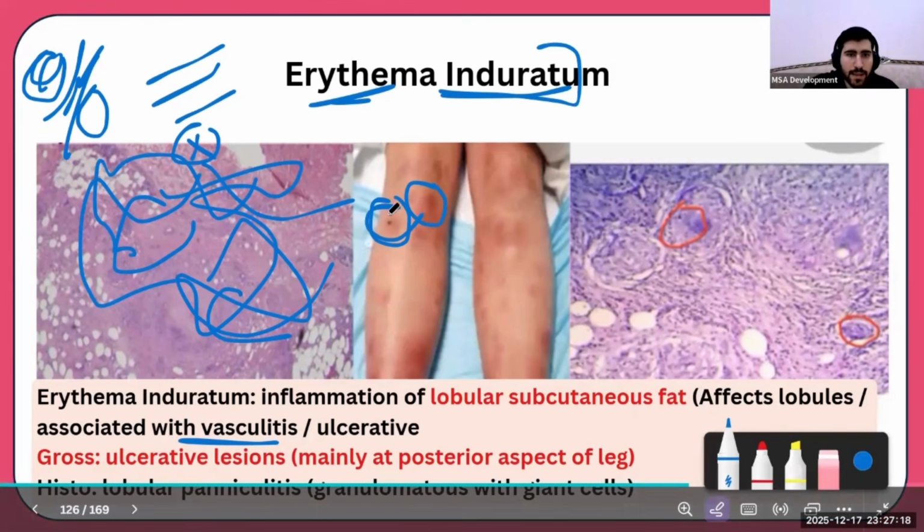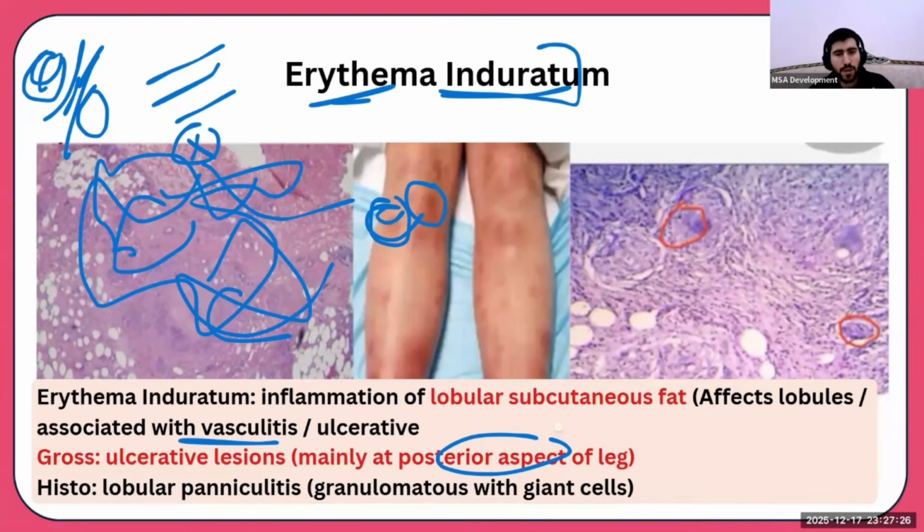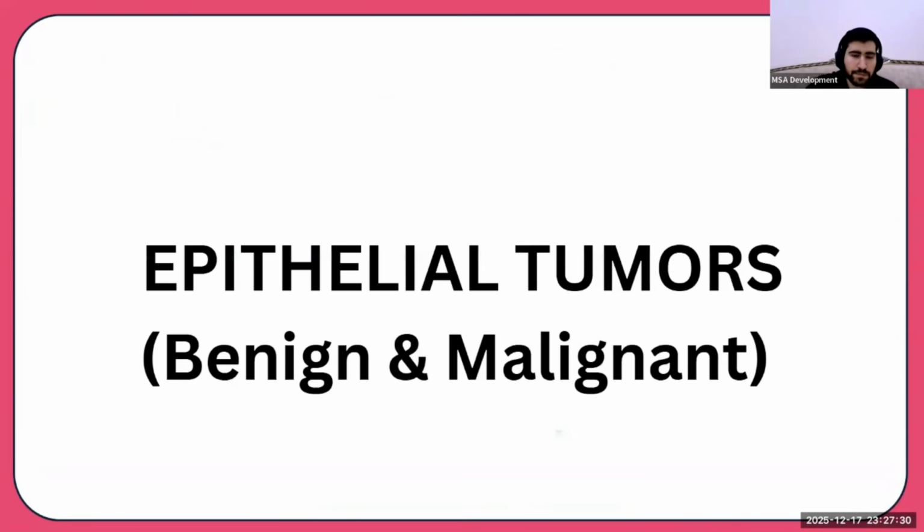Okay, so grossly, it's an ulcerative region, mostly at the posterior aspect of the leg. That's very important. It was a question. Erythema induratum is associated with which location? And you need to choose posterior side of the leg.